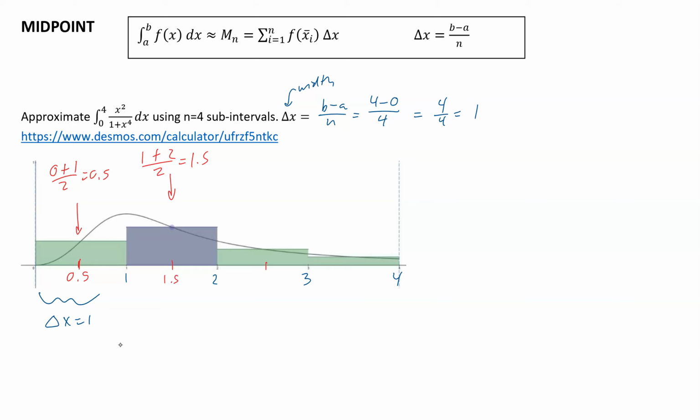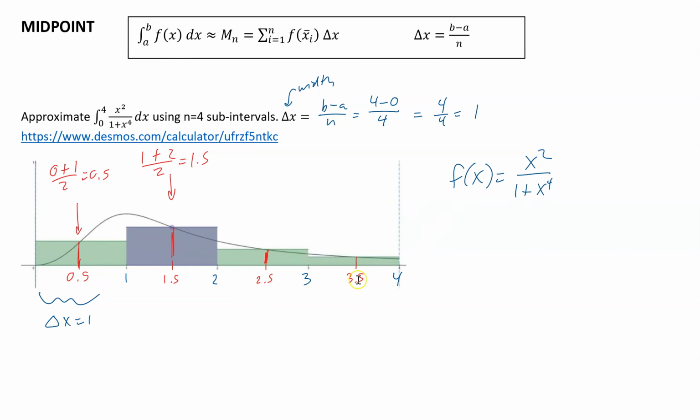But we need these values to tell us our heights. So we're making little rectangles, and those x values are going to give us the height. So all we have to do is plug them into our function. Well, what is our function? It's whatever's inside. That's our f of x. So our f of x here is equal to x squared over 1 plus x to the fourth. So if we plug 0.5 into all of this, it tells us the height. We plug in 1.5, it tells us the height.